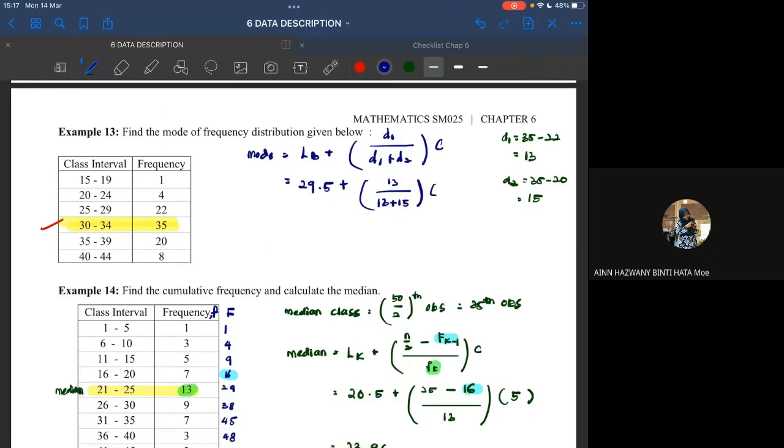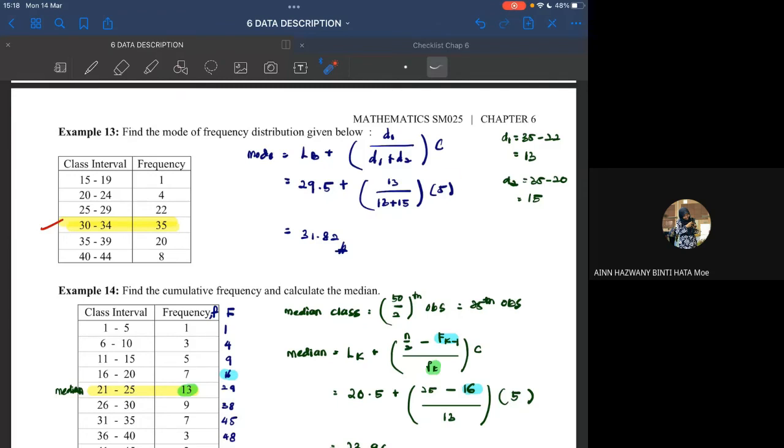Class size kat sini sama dengan? Berapa class size kamu? 5. Okay, so 5. So what's the answer here? 31.82. Okay, so lagi sekali, common mistakes.